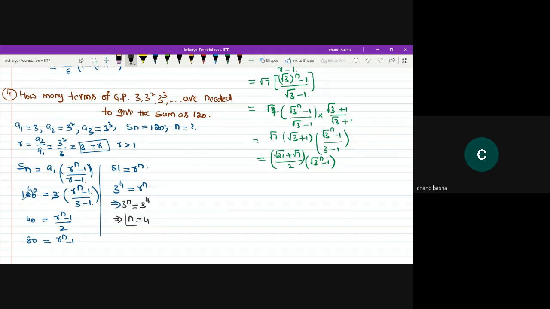Then how many terms are needed to give the sum as 120? We require a total of 4 terms. What are those? 3, 9, 27, 81. Their sum should be what? It is 120, the required answer. If you want, you can replace r with the 3 here, that is 3 power n. Hope this question is also clear.